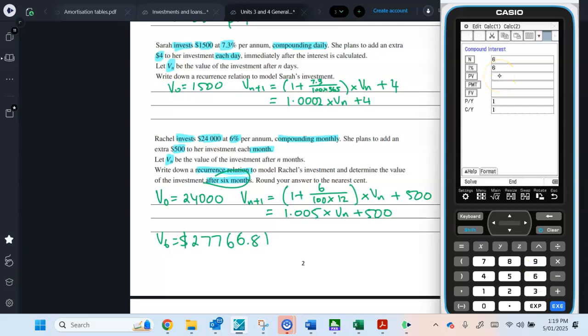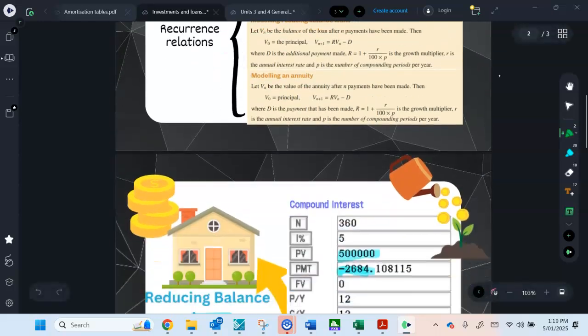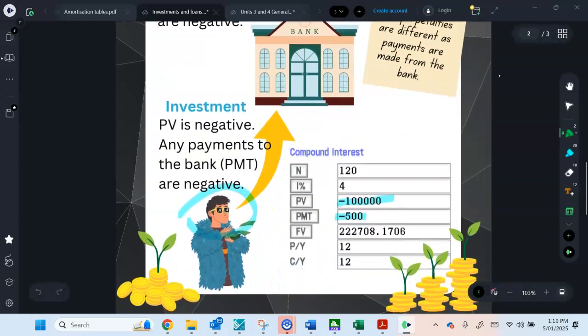Now, this is where you need to be aware, is it negative or is it positive? So this is an investment. So when you're unsure, you just go here and let's go down to investment. All right, it's going to be negative, all right, because it goes to the bank, and your payments are also going to be negative because it's going to the bank.